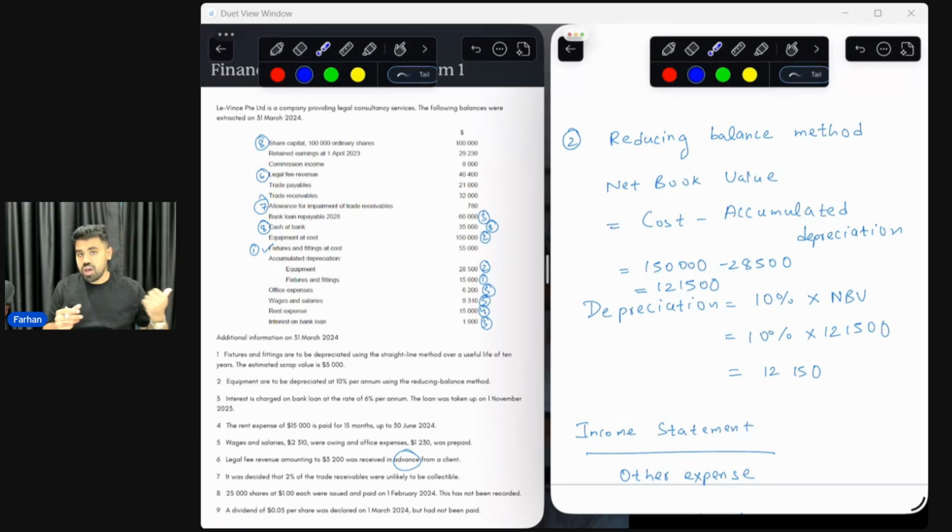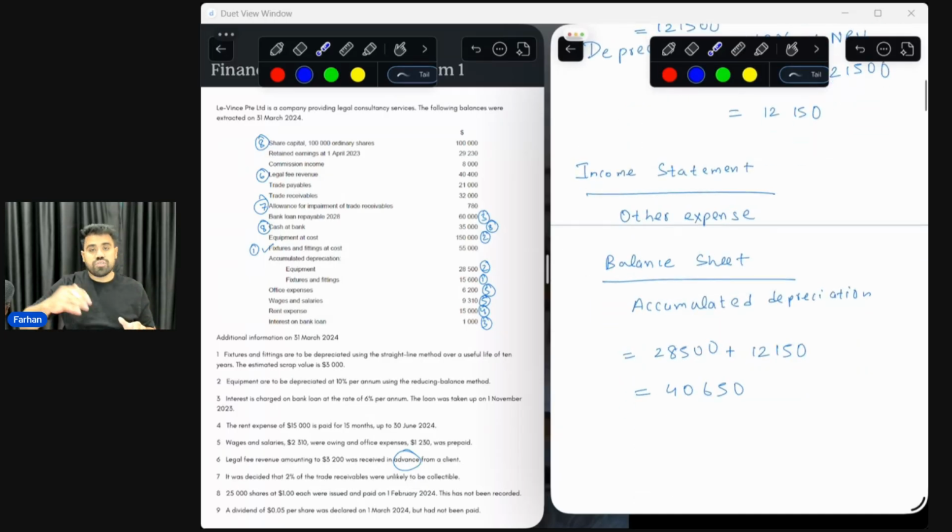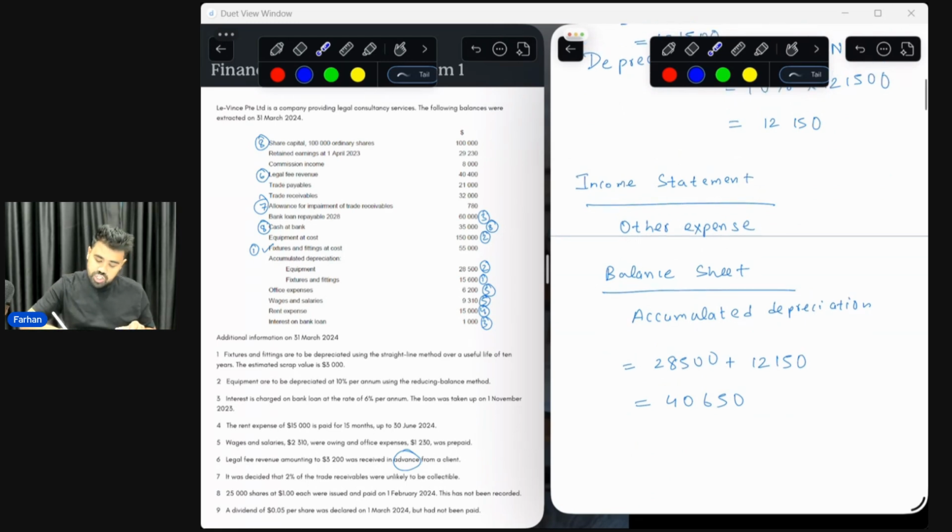Similar to what we have done for additional information number one. Firstly, in the income statement, as part of our other expense, we are to include the depreciation of equipment, $12,150. And then when we prepare the balance sheet, which is the statement of financial position, we show the net amount for accumulated depreciation for equipment, which is $28,500, the initial amount from prior years that we've got, plus an additional $12,150 in depreciation for the current financial year.